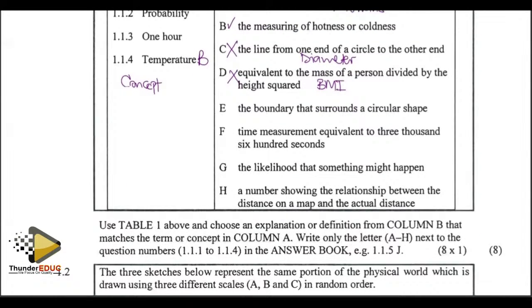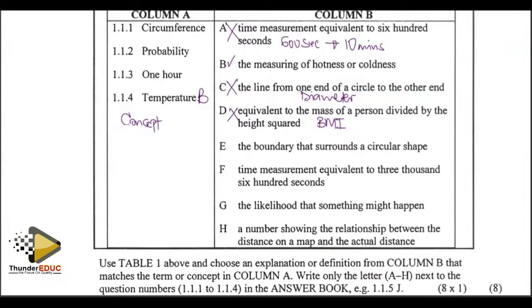Okay, we go to the other one, the boundary that surrounds a circular shape. This is circumference. So circumference is E. 1.1.1 is E. They said you should write the number and the letter.